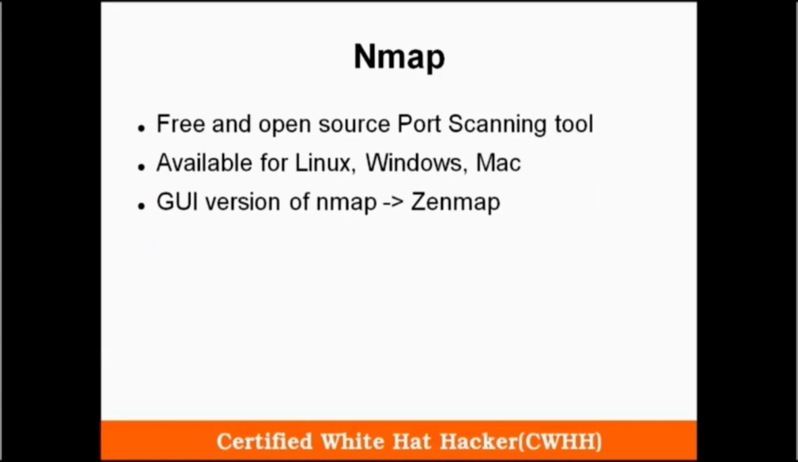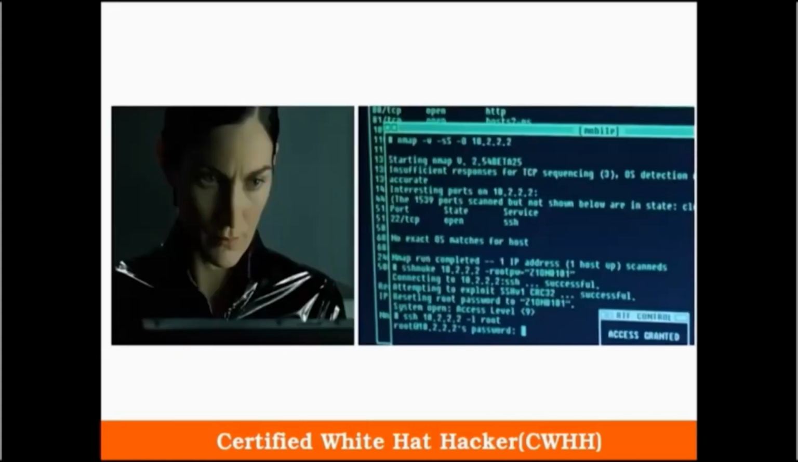So what is Nmap? Nmap is a free and open source port scanning tool. It is available for Linux, Windows and Mac, and the GUI version of Nmap is called Zenmap. Nmap has been around for a long time, and this picture is from the movie Matrix. Trinity, the hacker in this movie, runs an Nmap scan against an IP address and gets back what services are running on it. She finds that one of the services is vulnerable to a certain exploit, runs the exploit, resets the password and gains access.